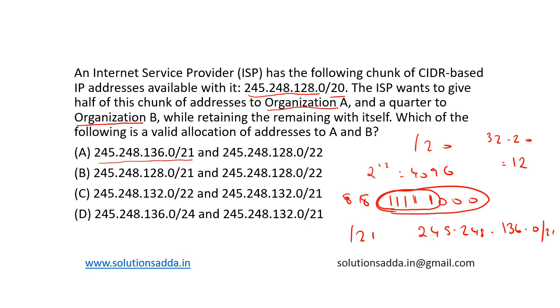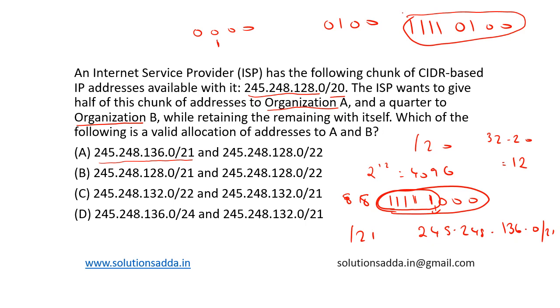Then the 12th bit can be set to 0 also. So let's set the 12th bit to 0 also. Then we have 0 0 0 0 as the remaining bits in the third octet. Now we have to assign only the next quarter to organization B. So let's assign the 13th bit as 1 for this. So we'll be having 0 1 0 0. Now as a result of this, we will have 1 1 1 1 0 1 0 0. We have in total, this would mean 128.0/22. So as a result, option A is the correct answer here.